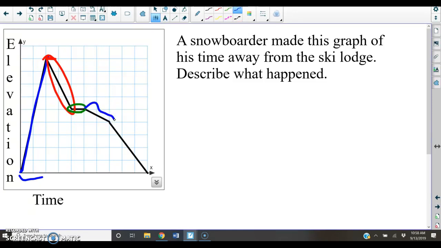So he went down, but not very fast. Notice it's not near as steep as this area. Okay, so he's going down, maybe it's not real steep, or he's going back and forth a lot because he's still hanging out with a friend.